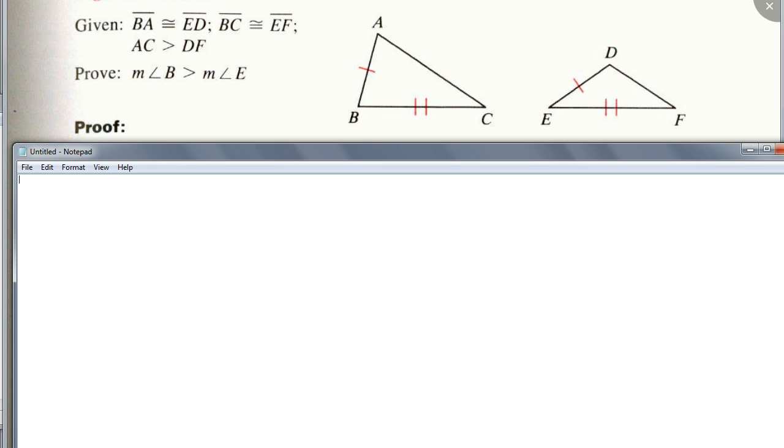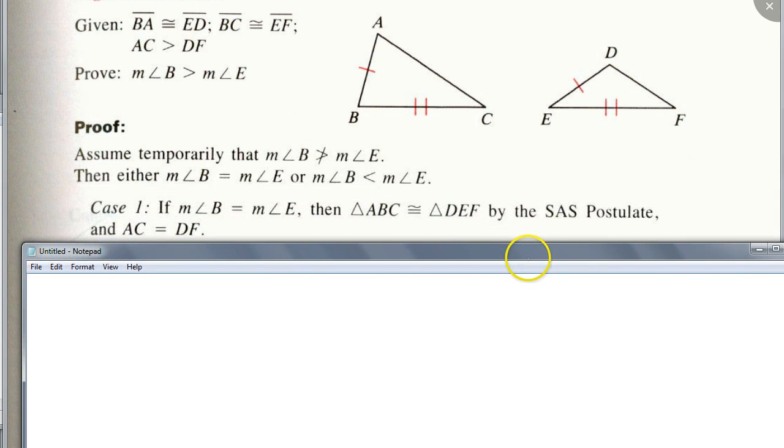Okay, so Andrew, I'm using the proof by contradiction here, right? If I assume temporarily that angle B is equal to angle E, you know that the two triangles are congruent by side angle side. Well then, AC is congruent to DF, right? Well, that's a contradiction to the given info that AC is greater than DF. Now, that part is easy. Okay, case one, so there's your contradiction, AC equal to DF. That's the contradiction to given.